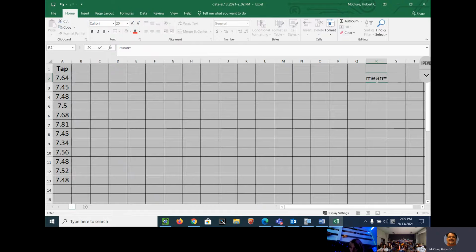Mean, median, mode, range, mid-range, variance, standard deviation. Go down here and do the interquartile range or 5-number summary. Let's do the 5-number summary first. 5-number summary: min, first quartile, the second quartile, the third quartile, and the max.